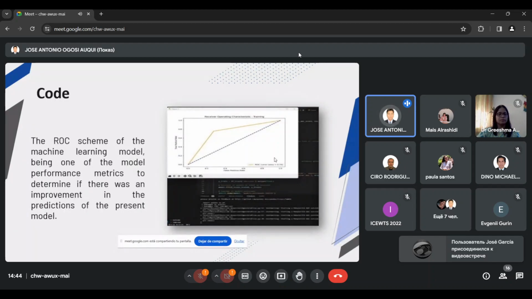The ROC curve of the machine learning model is one of the model performance metrics to determine if there was an improvement in the prediction of the present model. Well, this is just a prediction. Taking the example before, of Marcelino, imagine 2020 until nowadays. So this is the ROC.